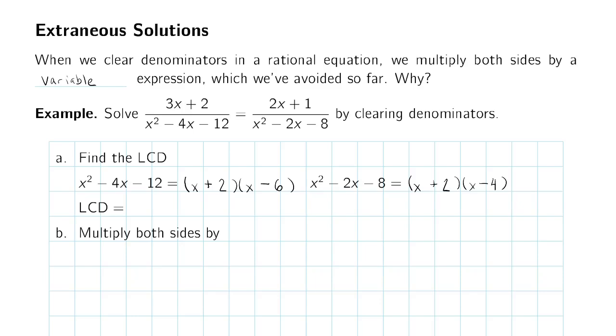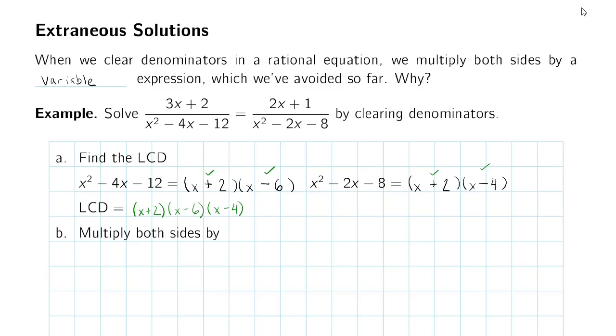My LCD then, I'll need a factor of x plus 2, a factor of x minus 6, and a factor of x minus 4. And I think that's it, right? Those are all my factors. I'm absolutely going to leave that in factored form, right? I don't actually care about that polynomial. That's just what I want to multiply by on both sides to clear my denominators.